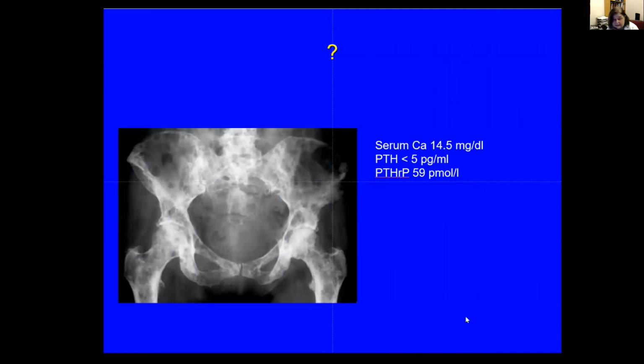And this is another how it would be presented in the board. This would be the pelvis X-ray with a serum calcium. It's a female with a serum calcium of 14.5, a PTH of 5, and the PTH-RP with a normal limit of less than 2 is here 59. Would you guess what the diagnosis is?